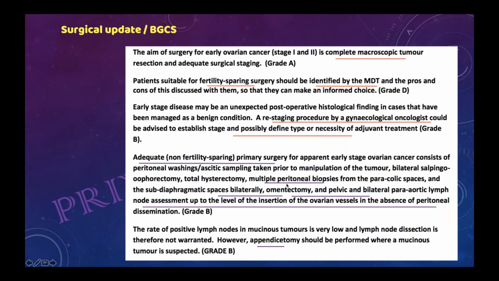This is the same optimal surgical staging that I have spoken about. This is from the explanation for BGCS, but what I have already spoken was from NICE. Okay, and they say that if a mucinous tumor is there, then appendicectomy should be performed. Okay, so this is the update from this guideline.